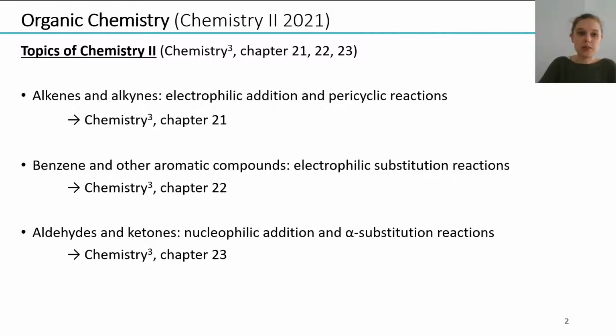And our second focus is benzene and other aromatic compounds. Here we will have a closer look at electrophilic substitution reactions, which can be found in chapter 22. And the last focus will be aldehydes and ketones. Here we will understand the nucleophilic addition and alpha substitution reactions, which can be found in chapter 23.